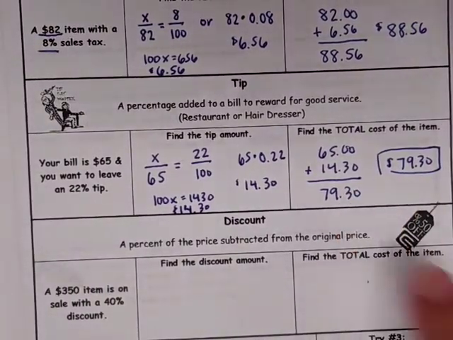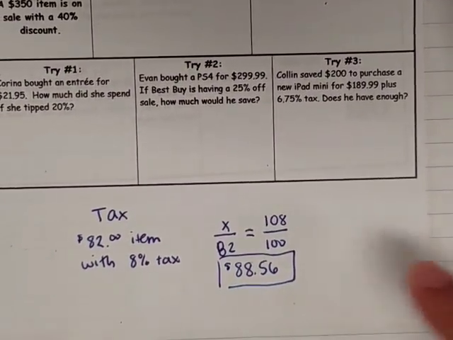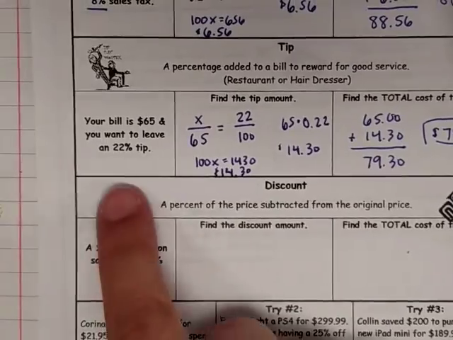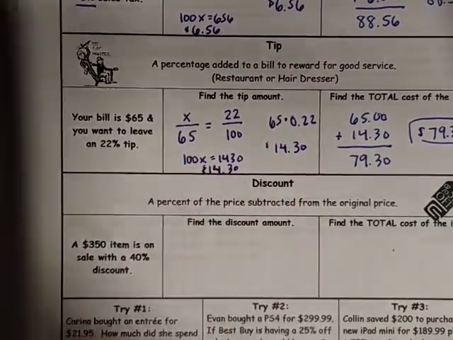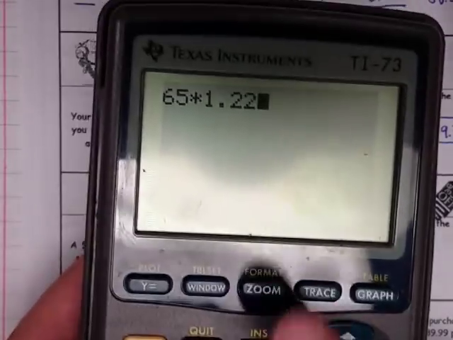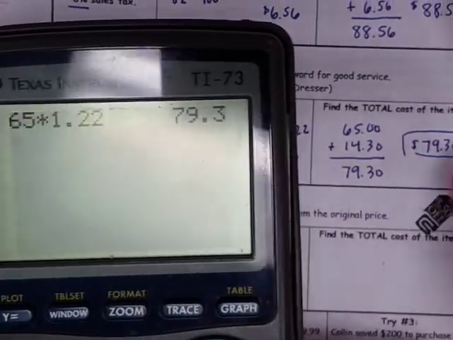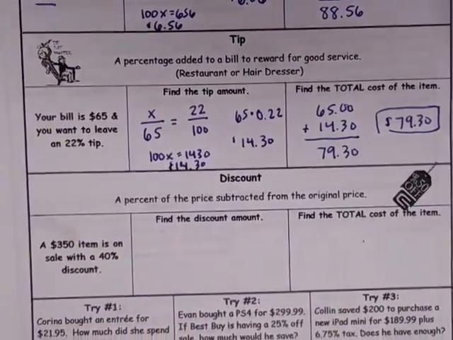And you can do this one the same way that we did down here. You just make it 122%. So if you want to try that, you can. So if you just take 65 and multiply, so 65 times 122%, which I just changed to a decimal, and you still get the 79.30, which we get here. So just a faster way to do it.